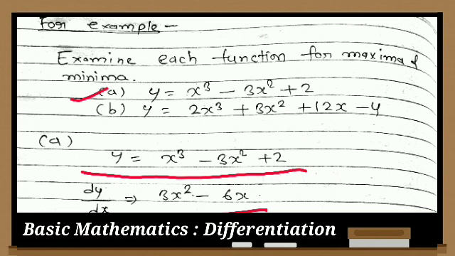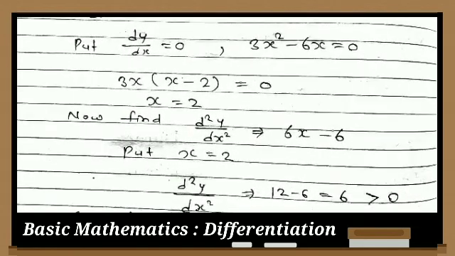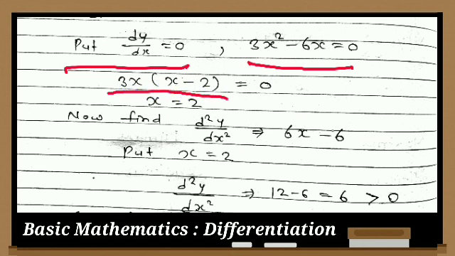According to the condition, we have to put dy by dx equals to 0. So 3x square minus 6x equals to 0. So we can say 3x bracket x minus 2 equals to 0. So x equals to 2. When we put dy by dx equals to 0, then we get x equals to 2. That means when the value of x is equal to 2, the slope will become 0.